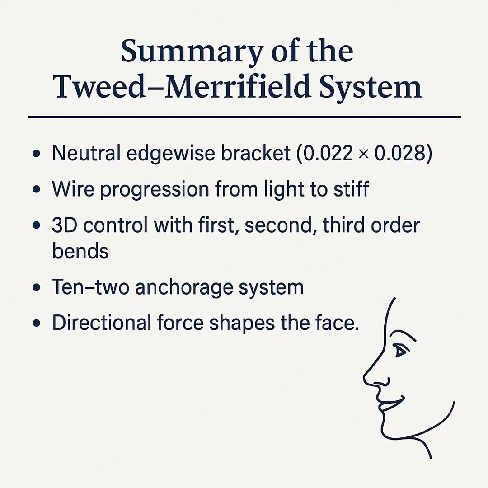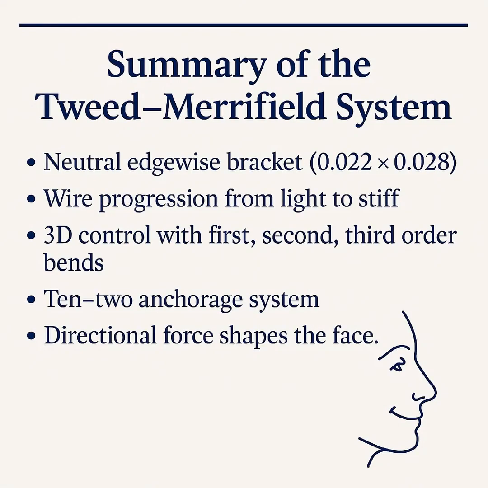Conclusion. To summarize, the neutral edgewise bracket with a 0.022 by 0.028 slot provides a clean mechanical foundation. Wire progression moves from light, flexible alignment to stiff, precise finishing. First, second, and third order bends give us full 3-dimensional control of tooth position. The 10-2 Anchorage system ensures efficiency and prevents anchorage loss. And directional force control reminds us that orthodontics is as much about the face as it is about the teeth.